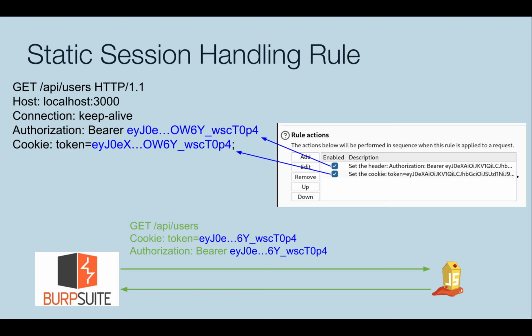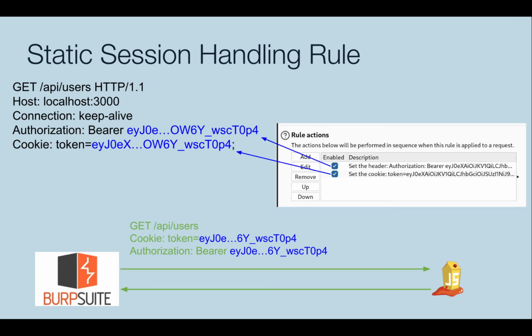We can use session handling rules to be able to automatically append a new authorization bearer token and a cookie named token to every request. And we can enable that based on what tool we're using. And so if we log in once and we have a long-lived JWT token that's good for 8 hours, this may be all we have to do. Set a session handling rule to append this to Intruder, Scanner, Repeater, and just do our pen test.